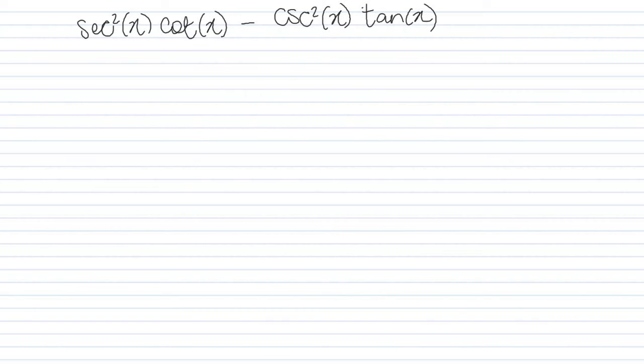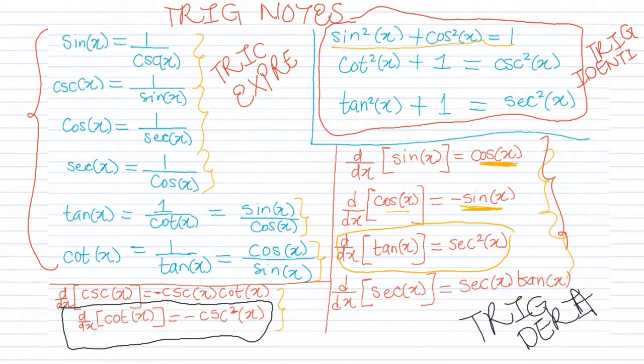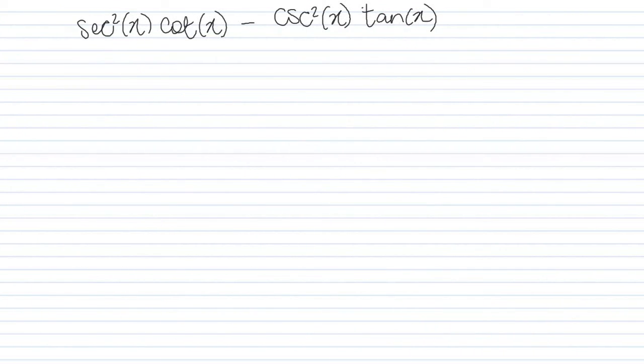So the first thing we have is secant square x. But we see here that secant x is the same thing as 1 over cosine x, right? If that's the case, we can now change it here. Now we don't just have secant x, we have secant square x. Therefore, we can call this 1 over cosine square x. This is one part of the information.